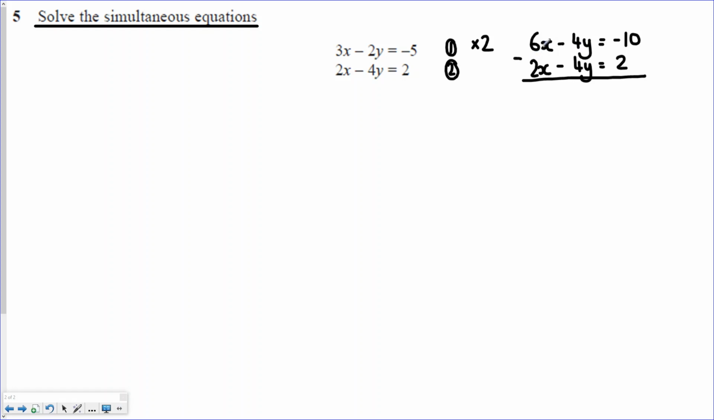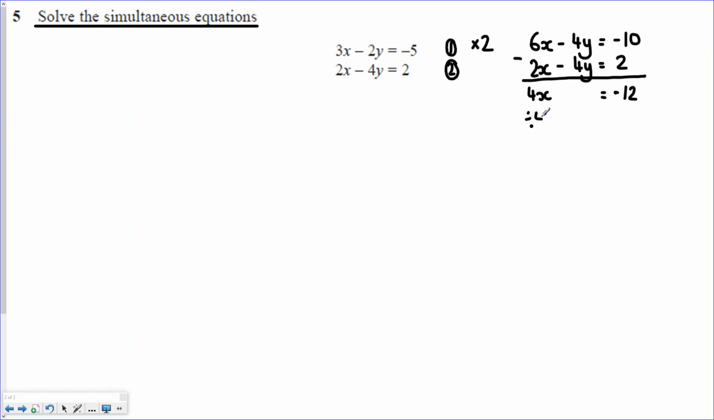Let's see what happens. 6x take away 2x will give us 4x. Now this is the interesting part. Negative 4y subtract negative 4y. When you subtract a negative, it's the same as adding. Therefore, we have negative 4y add 4y, which will give us 0. So the y's have cancelled out. Negative 10 subtract 2 will give us negative 12.